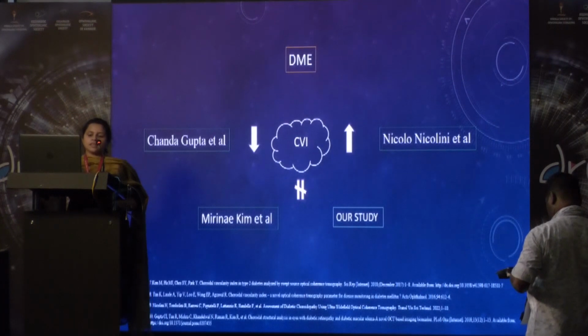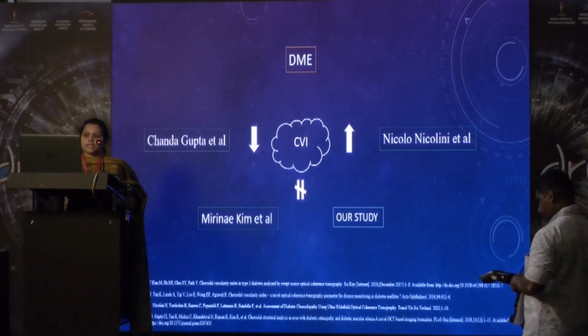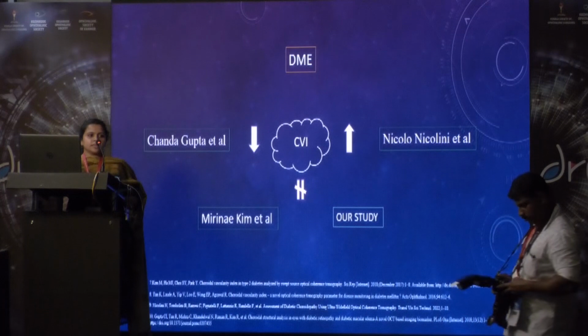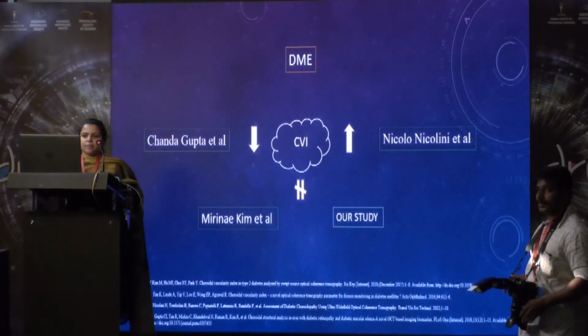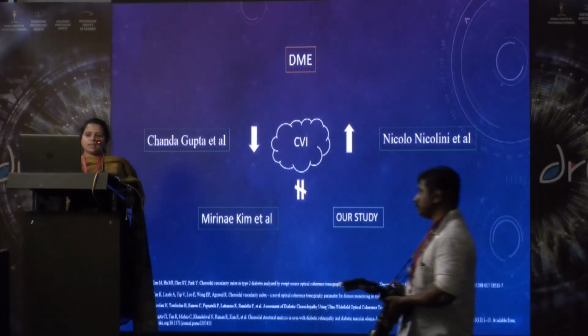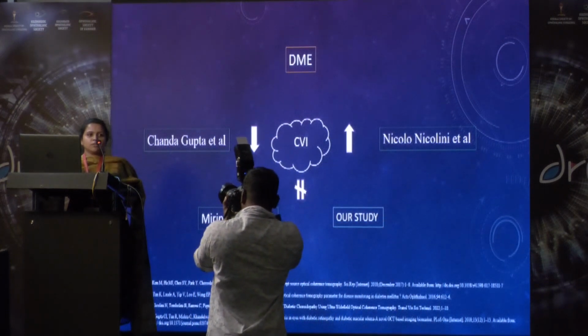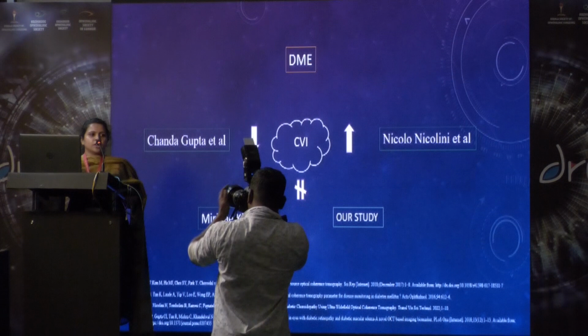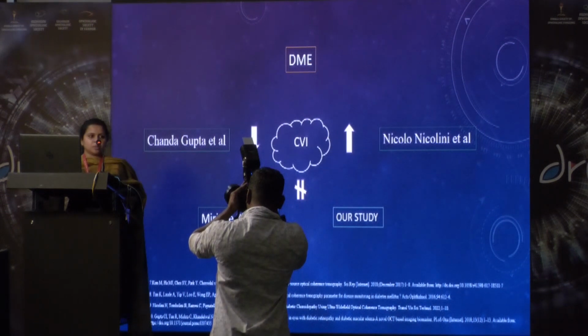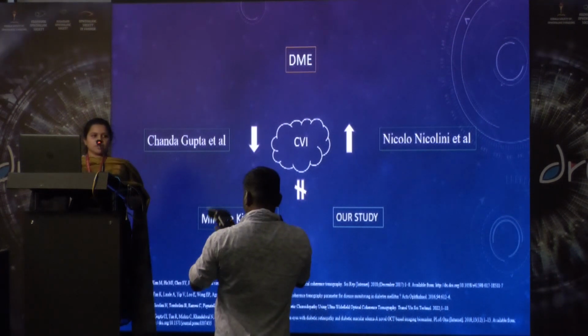Chandra Gupta et al. found from their study that the choroidal vascularity index decreases in the presence of diabetic macular edema. But contrary to this, Nicolini et al. found that it increases with the development of diabetic macular edema. And Mirani Kim et al. found that the presence of diabetic macular edema did not cause any change in choroidal vascularity index in the diabetic retinopathy patient, and a similar finding was also found by us.